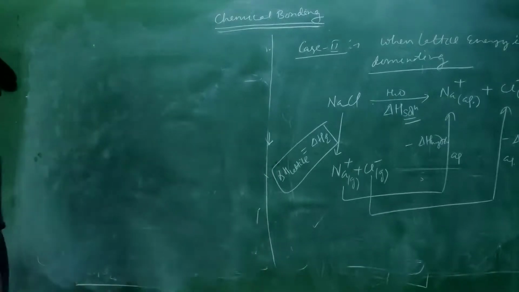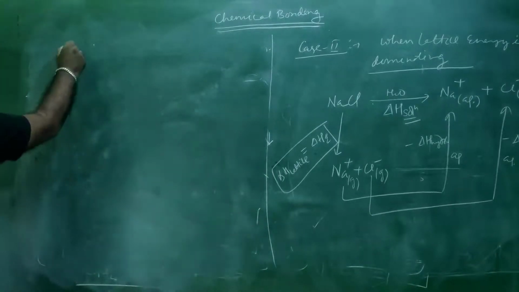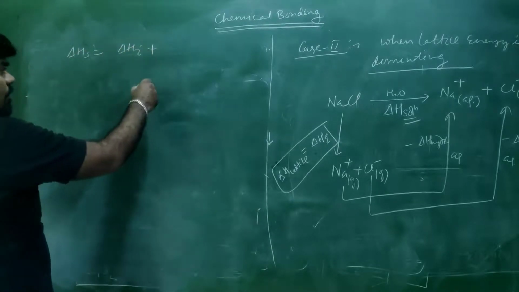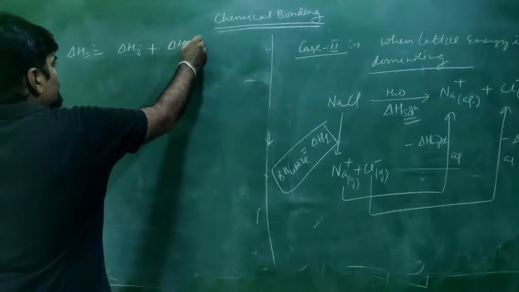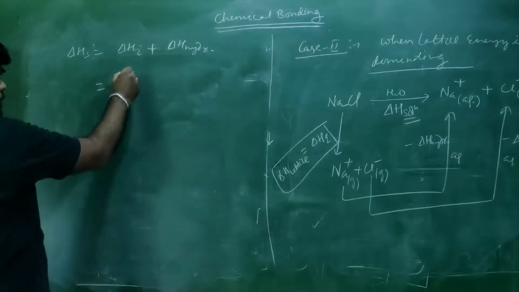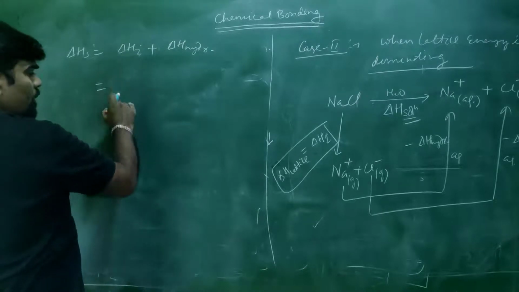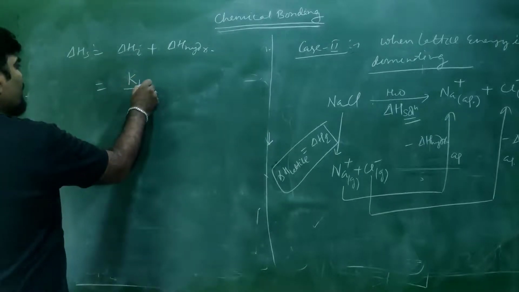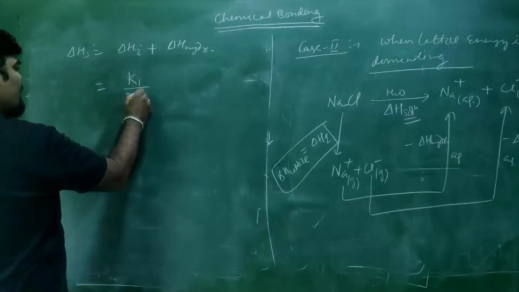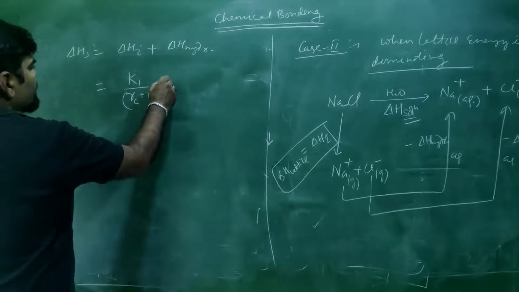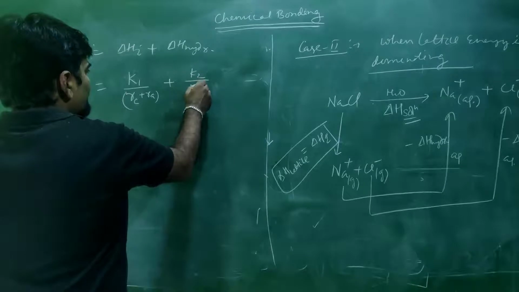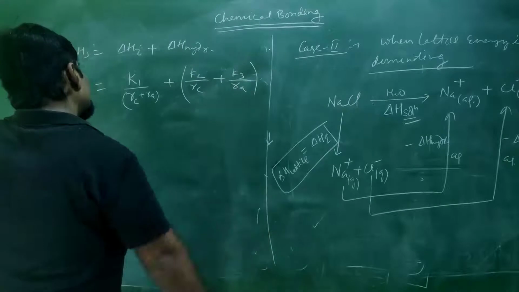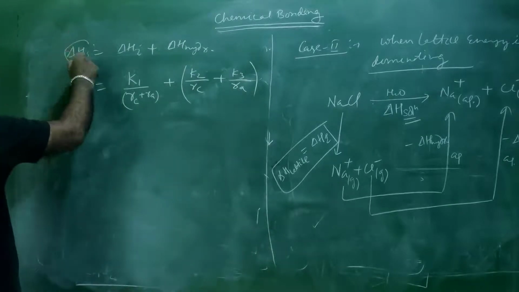Okay. Then enthalpy of solution is equal to enthalpy of ionization plus enthalpy of hydration. This is equal to enthalpy of ionization, that is K1 by R of cation plus R of anion, plus K2 by R cation plus K3 by R anion. Okay, this is the value of this.